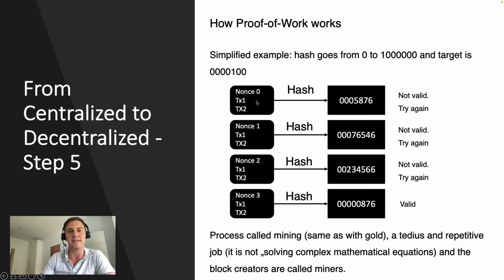So here in the example, with nonce 0, the number is higher than 100, so we try again. With nonce 1 it is 76,000, too high. With nonce 2 it is 234,000, again too high. With 3 as nonce, the number should have been 76. It's a mistake on the slide, and the number is valid. But it should have been 76, not 876.